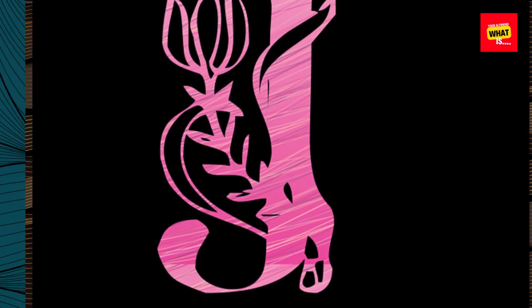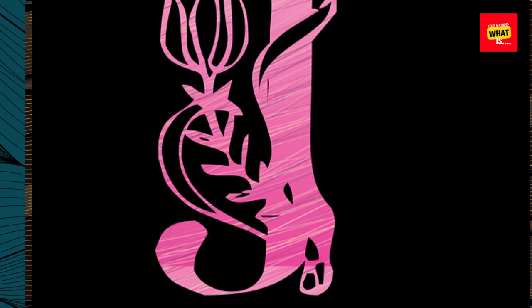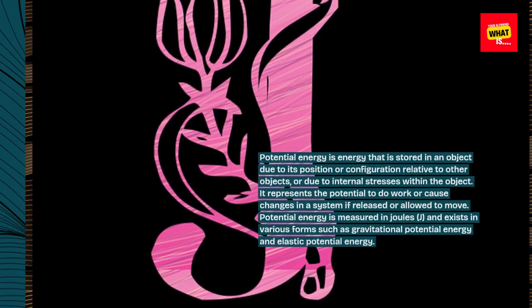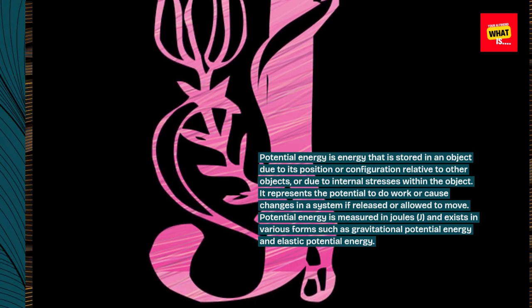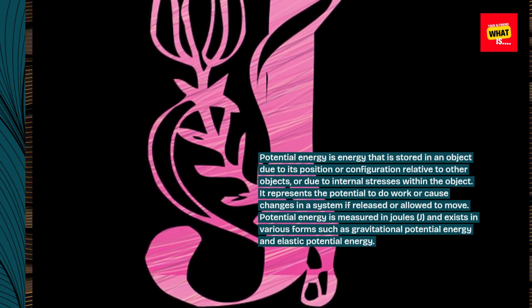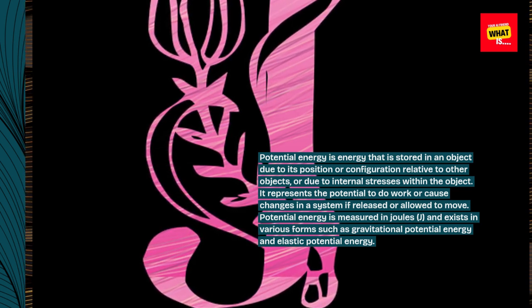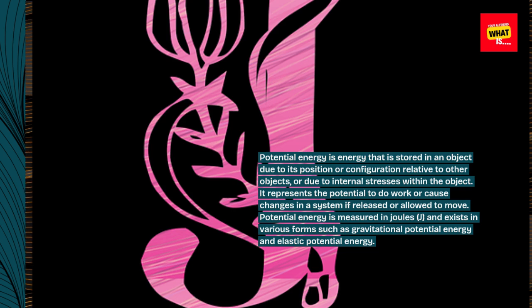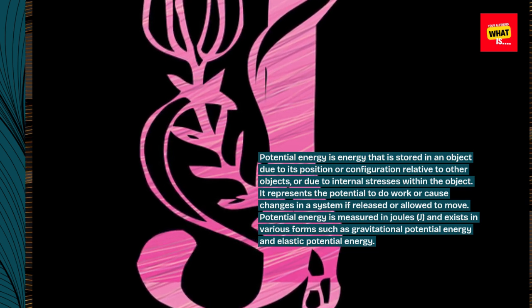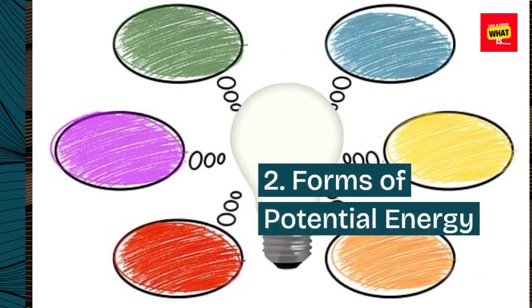1. Potential energy overview. Potential energy is energy that is stored in an object due to its position or configuration relative to other objects, or due to internal stresses within the object. It represents the potential to do work or cause changes in a system if released or allowed to move. Potential energy is measured in joules, J, and exists in various forms such as gravitational potential energy and elastic potential energy.